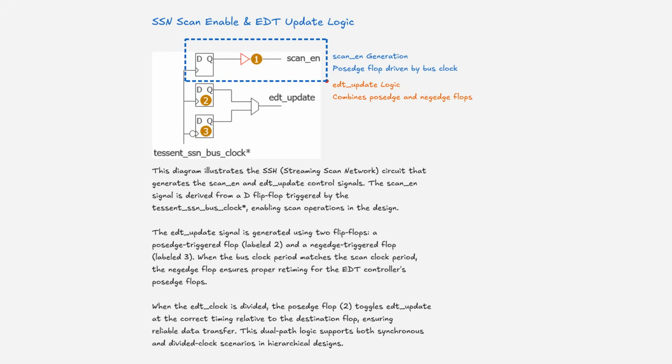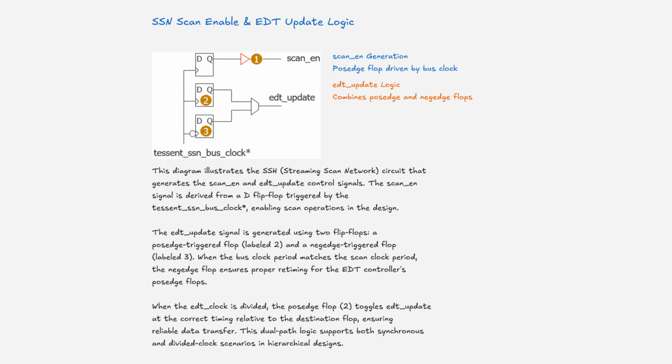This diagram illustrates the SSN, streaming scan network circuit that generates the scan-en and EDT update control signals. The scan-en signal is derived from a D flip-flop triggered by the Tessent SSN bus clock star, enabling scan operations in the design. The EDT update signal is generated using 2 flip-flops, a pos-edge-triggered flop, labeled 2, and a neg-edge-triggered flop, labeled 3. When the bus clock period matches the scan clock period, the neg-edge flop ensures proper retiming for the EDT controller's pos-edge flops.